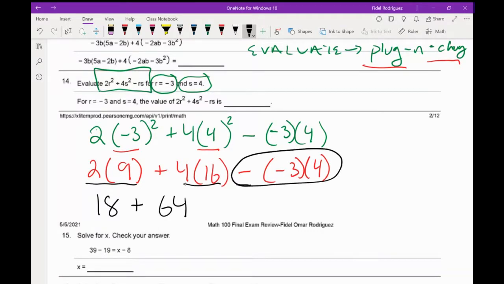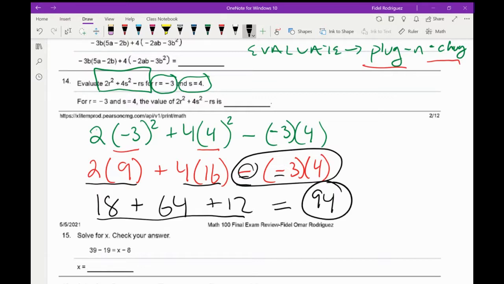And then I can look at this as, if I know that a negative times another negative is a positive, I know that I'm going to have negative 3 times 4, negative 12, but this here is going to make it positive, so a positive 12. And then if you notice here, y'all, we're just adding, right? So I'm going to take my calculator real quick. I'm just using the calculator on my phone because I just need to add, 18 plus 64 plus 12, and I'm coming up with a 94, right?